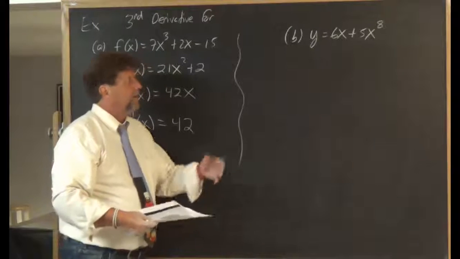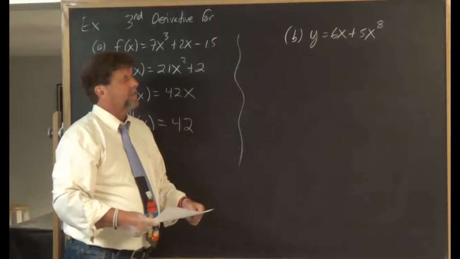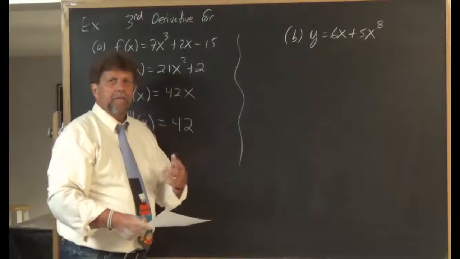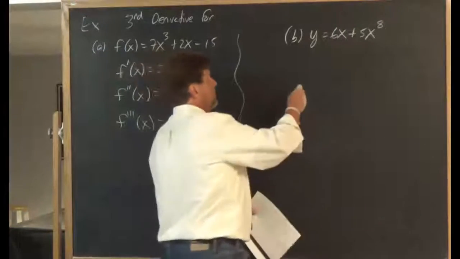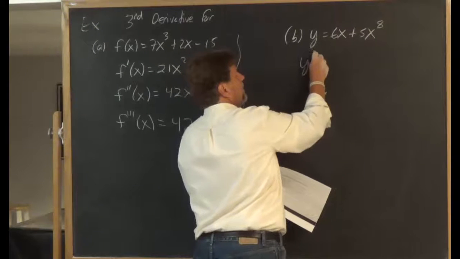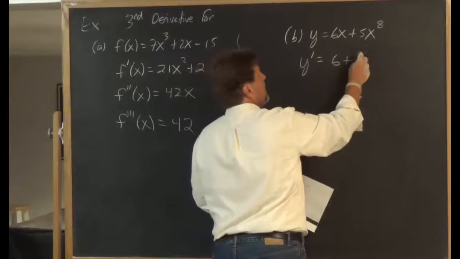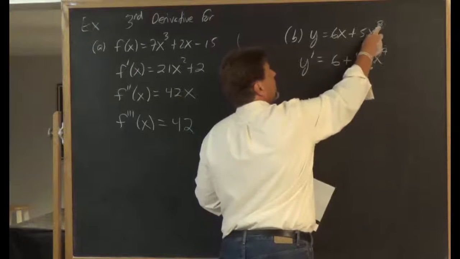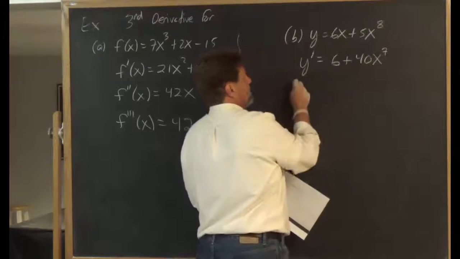So part B, y equals 6x plus 5x to the 8th. We're supposed to get the third derivative. So we start off, we have to get the first derivative, which is 6 plus 40x to the 7th. That comes out front, subtract 1 from the exponent.